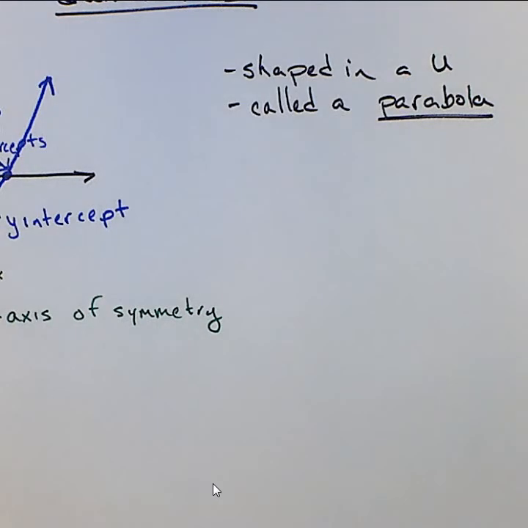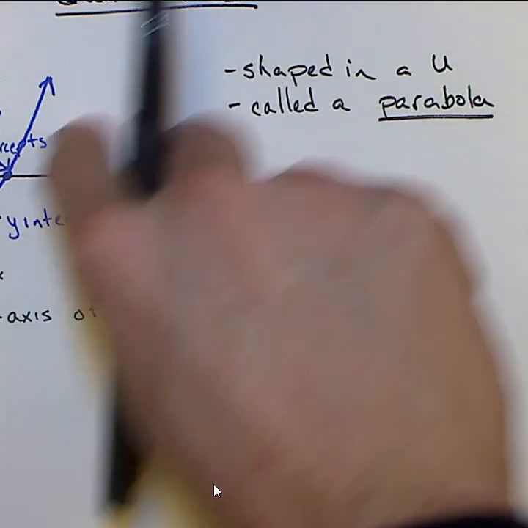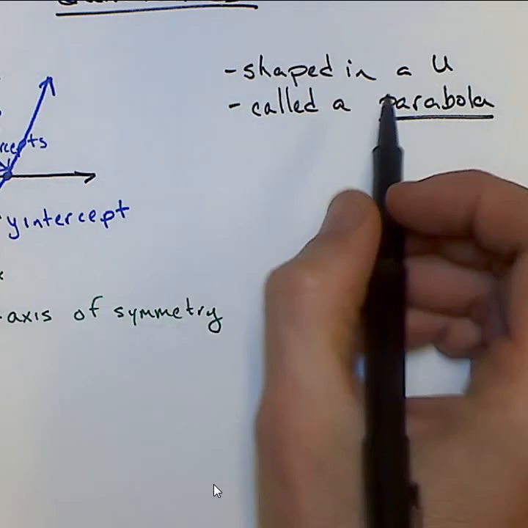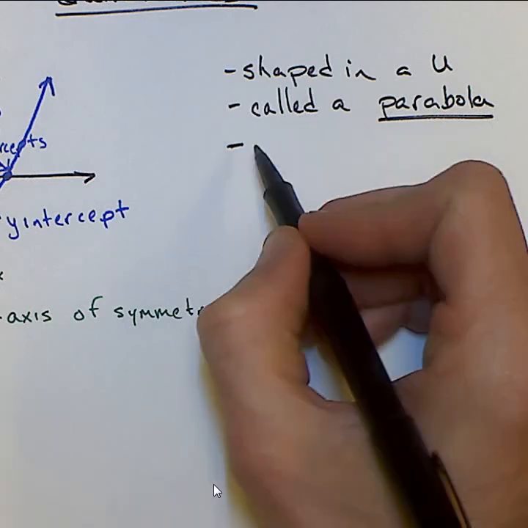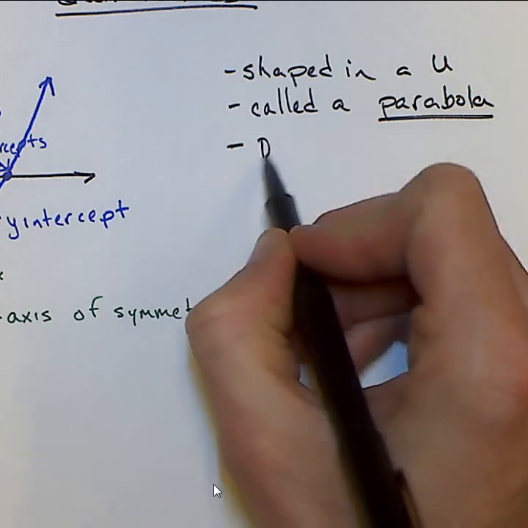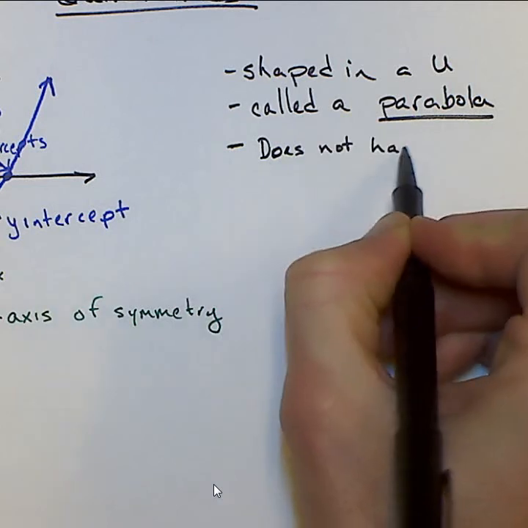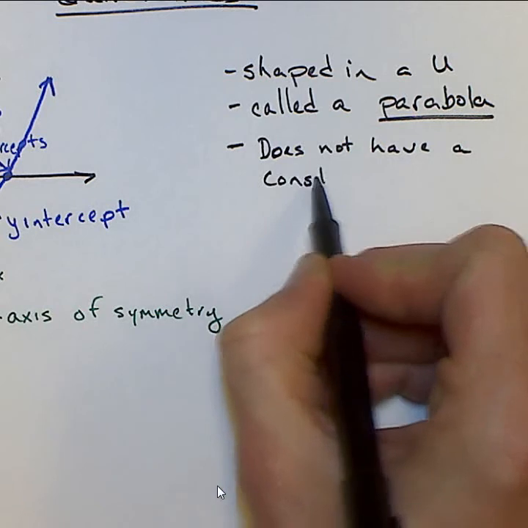Alright. Also, if you look at it, a linear just goes straight across, and it continues going straight on forever and ever and ever at the same rate. We say that it has a constant rate of change, but a quadratic does not. It does not have a constant rate of change.